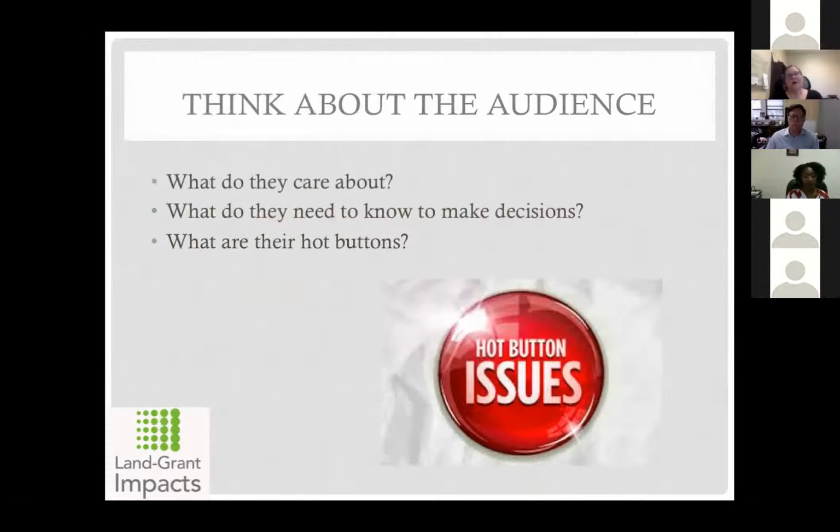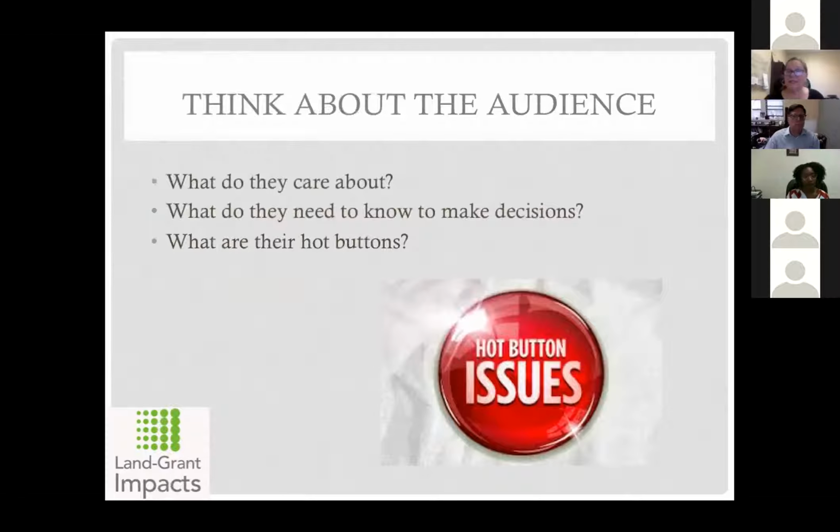Also think about the audience. What do they care about? What do they need to know to make important decisions? And what are their hot button issues? What are the things that are going to get their attention and make them want to read that information?